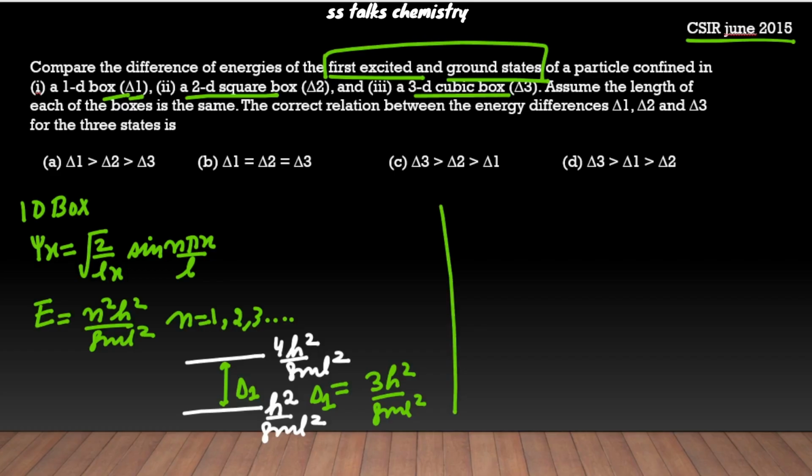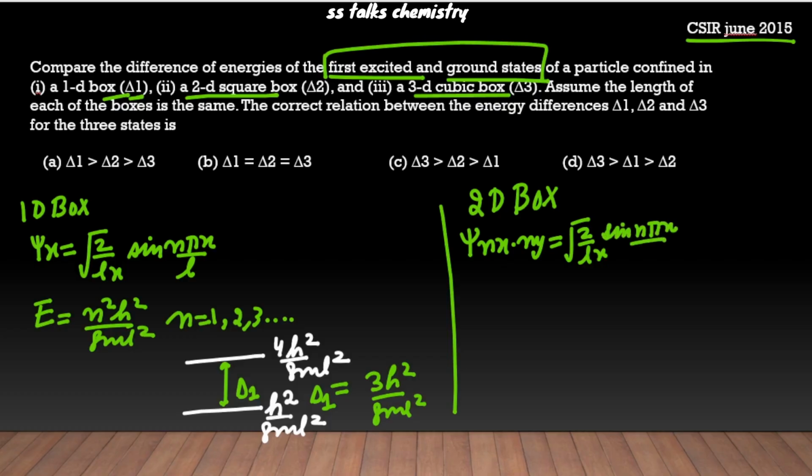Now similarly for the 2D box, two directions are considered. The wave function is multiplicative, with a part along x and a part along y. It is root of 2 by Lx into sine of nx pi x upon Lx, into root of 2 by Ly into sine of ny pi y upon Ly. This is the wave function.